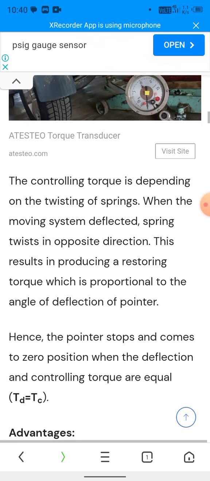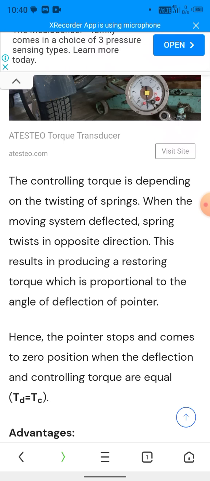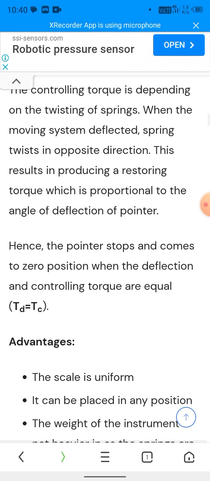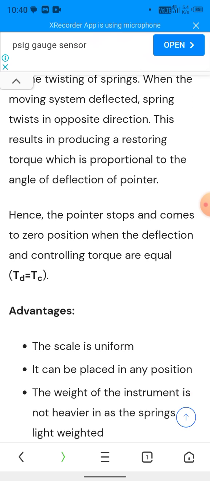When the moving system is deflected, the spring is twisted in the opposite direction, which results in producing a restoring torque proportional to the angle of deflection of the pointer. Hence, the pointer stops or comes to rest when the deflecting and controlling torques are equal. TD is equal to TC.